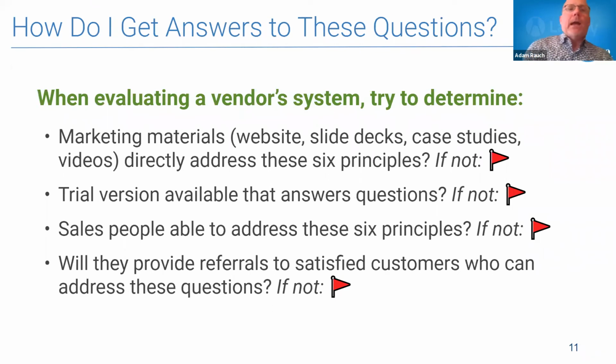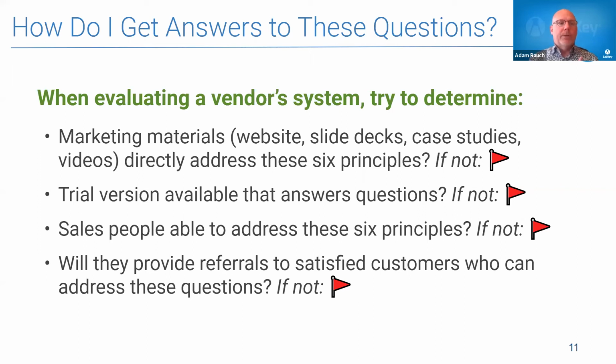So you might wonder, how do you get answers to all of these questions? I listed a lot of factors that you should be evaluating on, or ideally. So how do you get these answers? Well, you have to ultimately go to the vendor and go to these systems and try them out and ask questions. One of the first places to go, of course, is marketing materials. So the website, the slide decks, the case studies, videos. Do those resources directly address those 6 principles that I outlined? If they don't, that's a huge red flag.